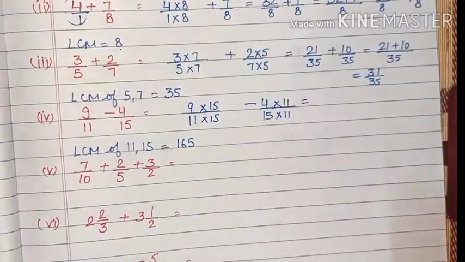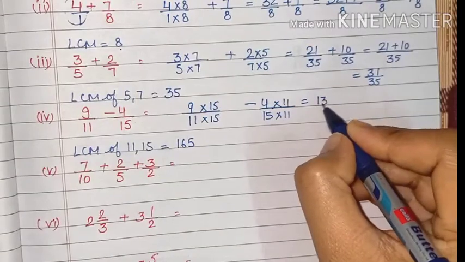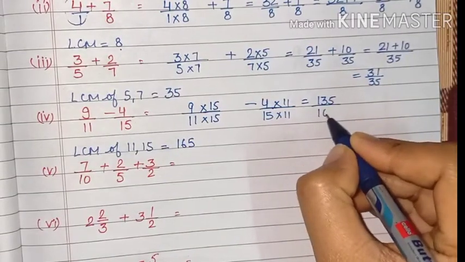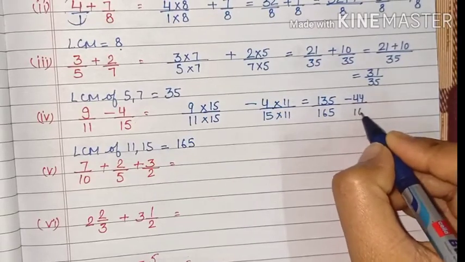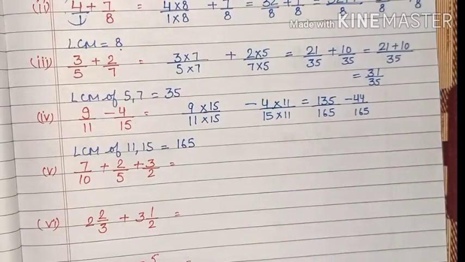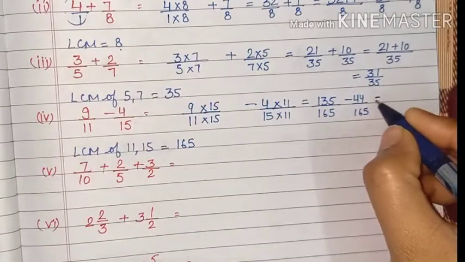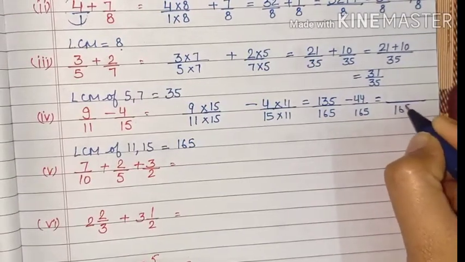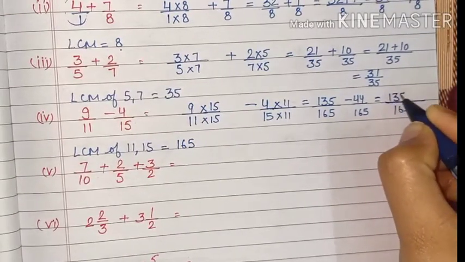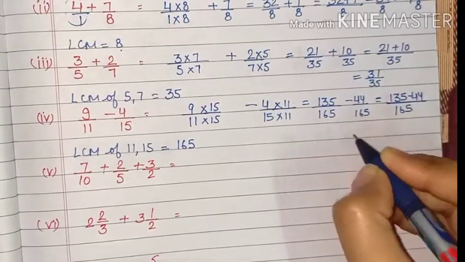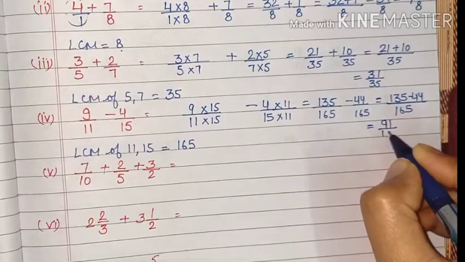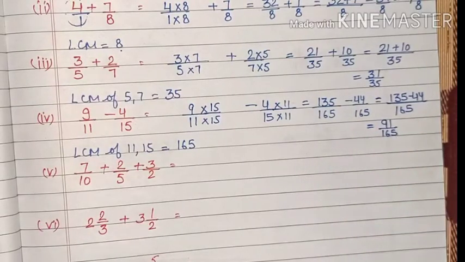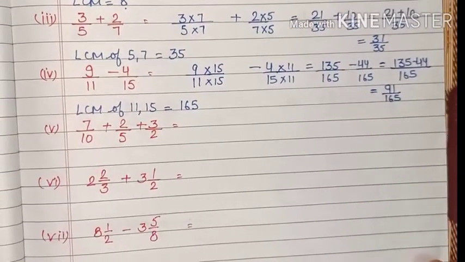So here it will be 135 upon 165 minus 44 upon 165. Now the common denominator is 165. So here 135 minus 44, and it will give equal to 91 upon 165. Okay, I hope you are getting it.